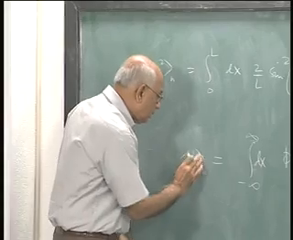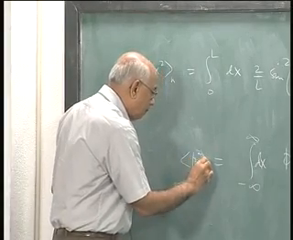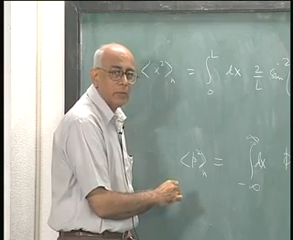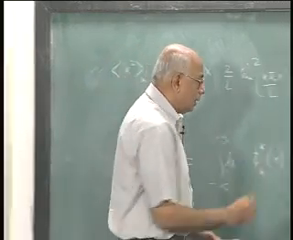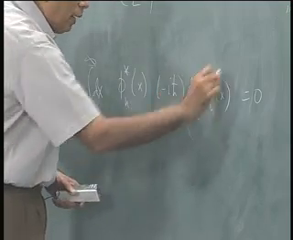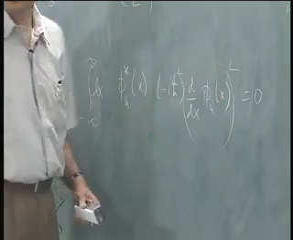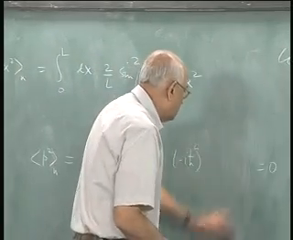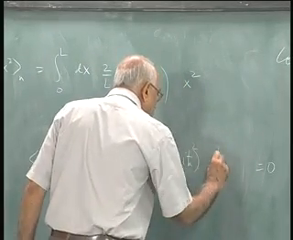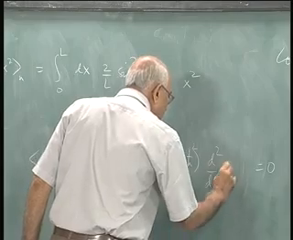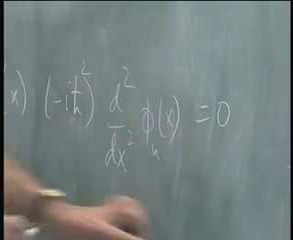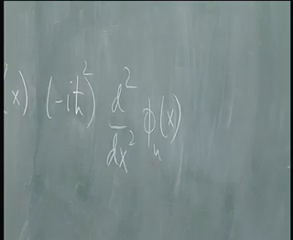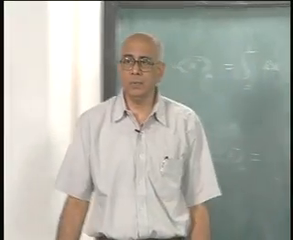What is p squared average? What is p squared average? Is it this squared? No, not true. The operator acts twice, so it is really d2 over dx2 phi n of x, and that is certainly not 0. That is certainly not 0. What is this integral equal to?